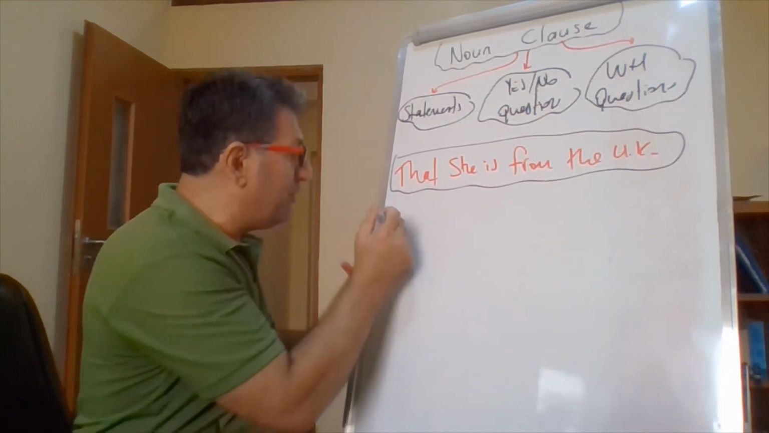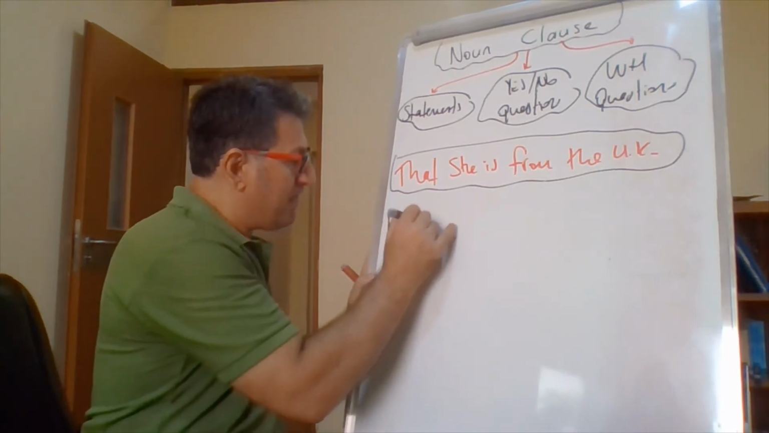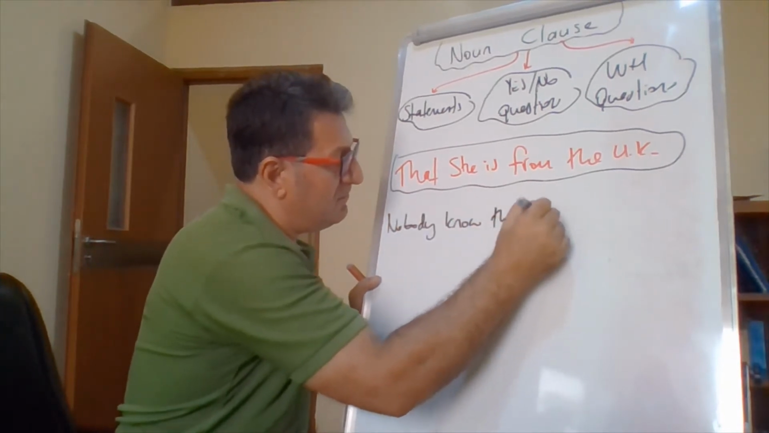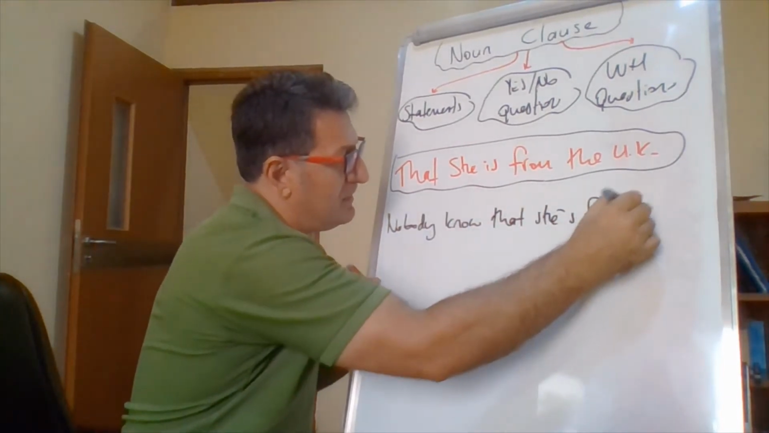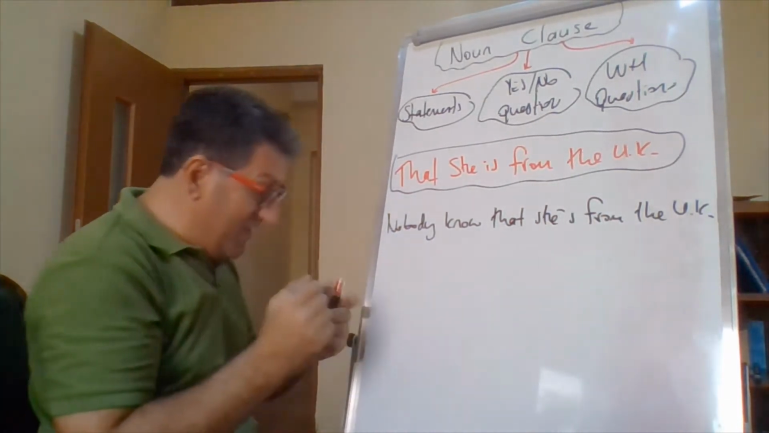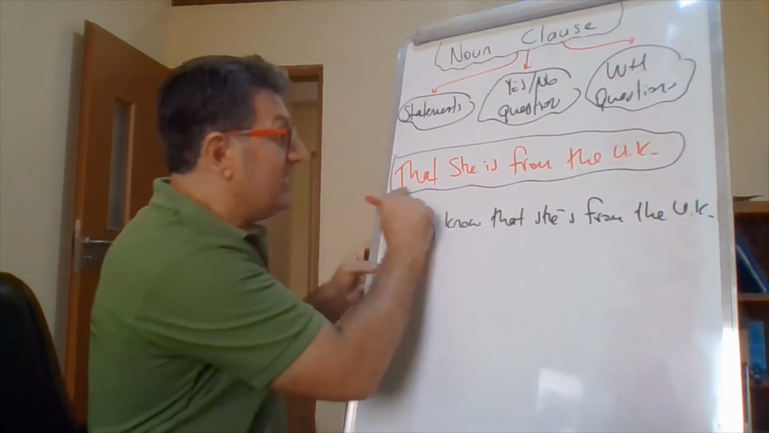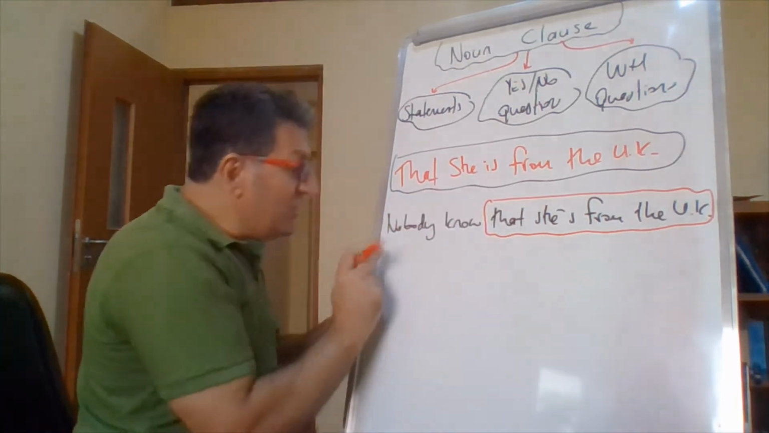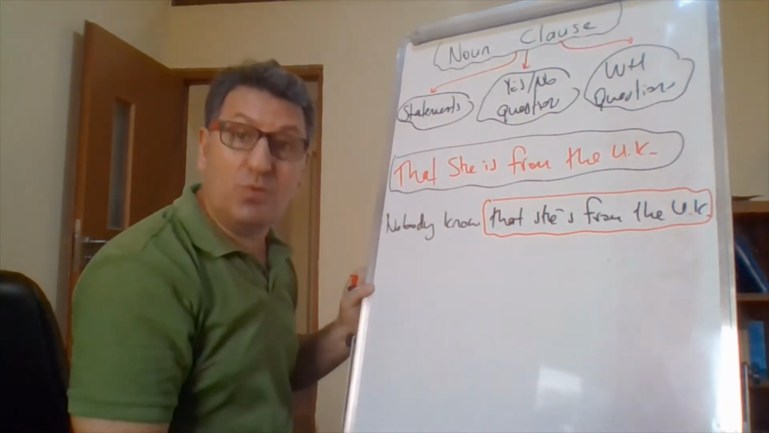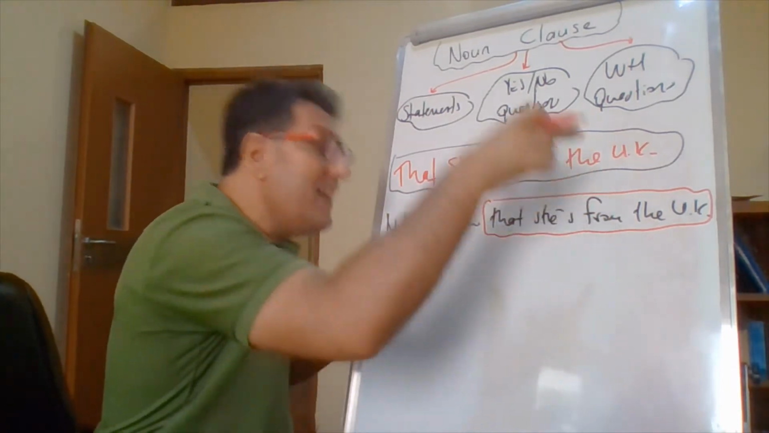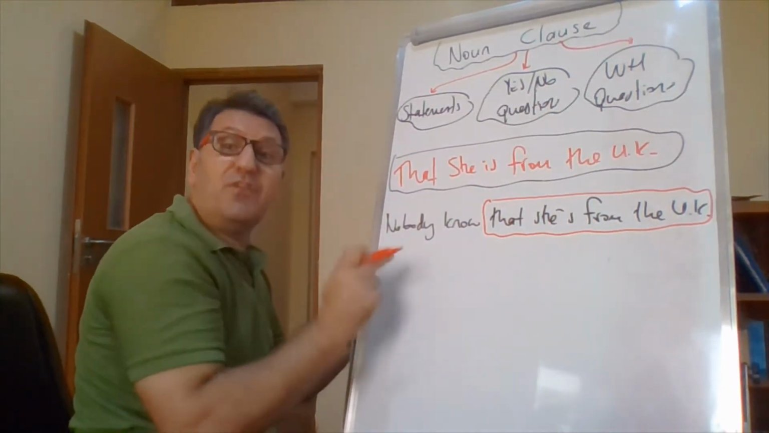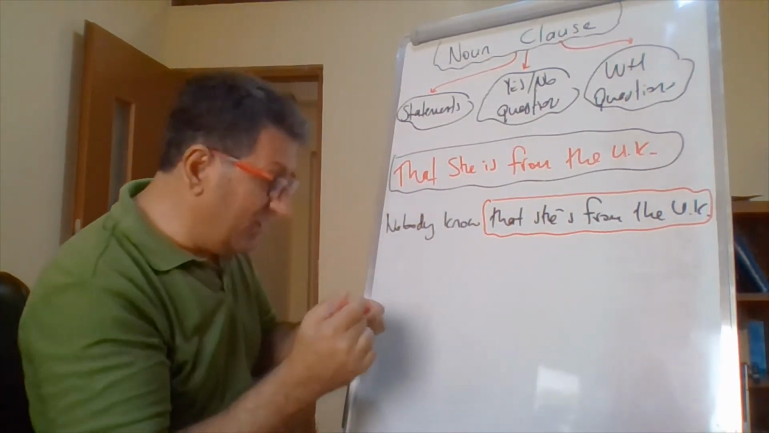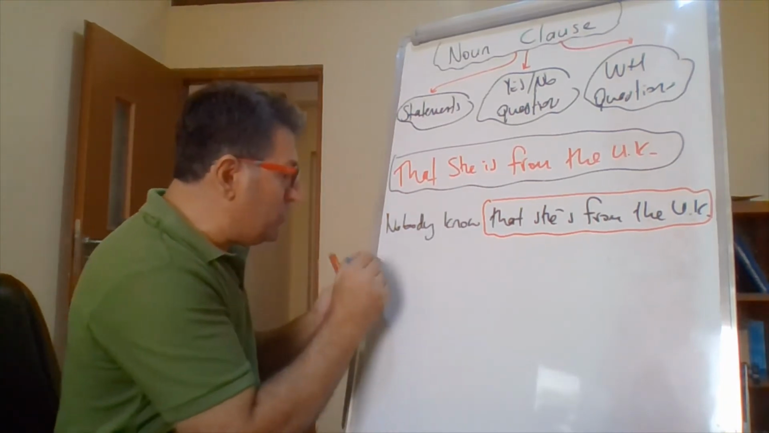For example, nobody knows that she is from the UK. You see here, wow, I have used this noun clause as the object of another sentence. So nobody knows that she's from the UK. And also I can use again this noun clause as the subject of another sentence. So it's going to function as the subject of another sentence. Example: that she's from the UK.